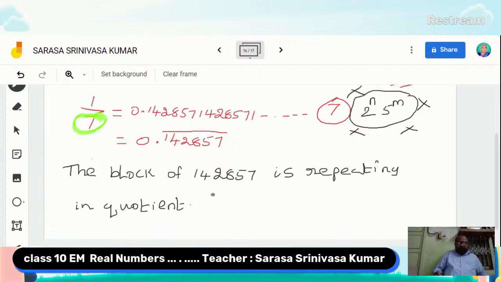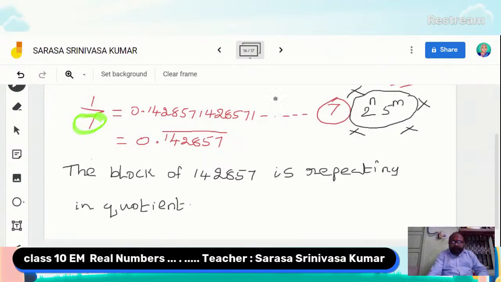Actually, we should divide this and we have to show that 1 by 7 is equal to 0.142857, 142857, 142857 and so on. We have to divide it and we have to show this. And we have to finally write the block of repeating digits in the quotient.